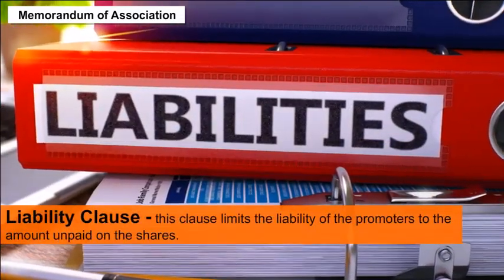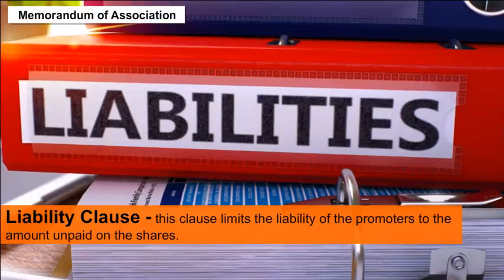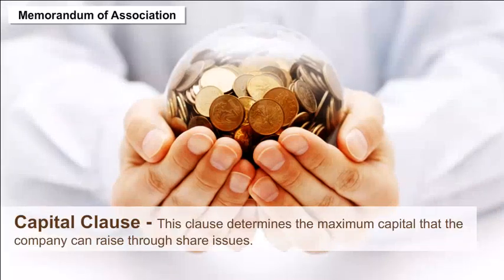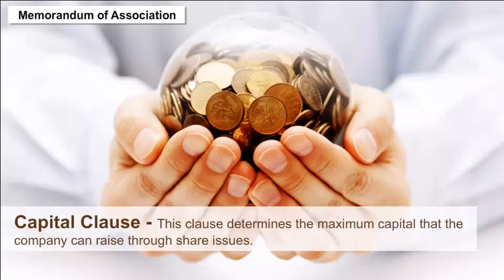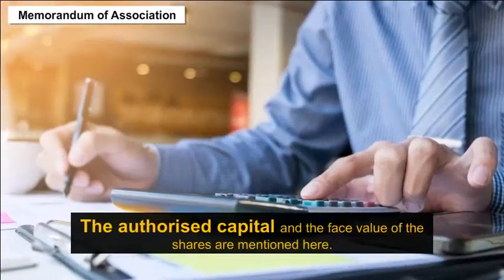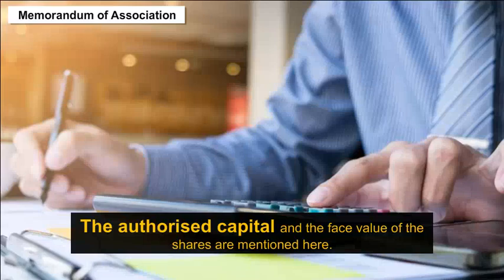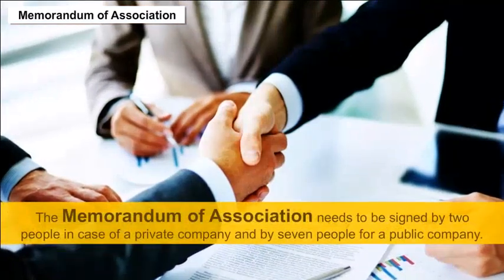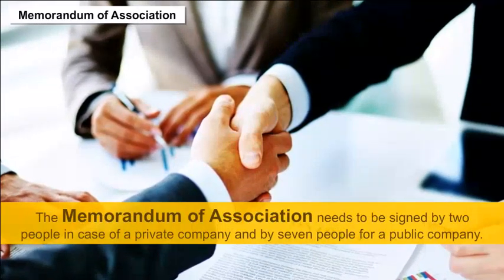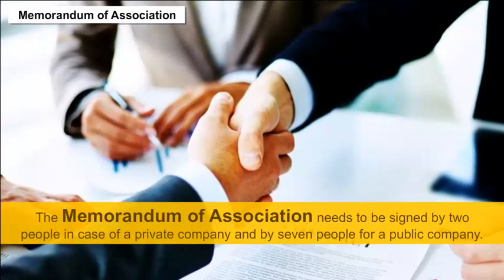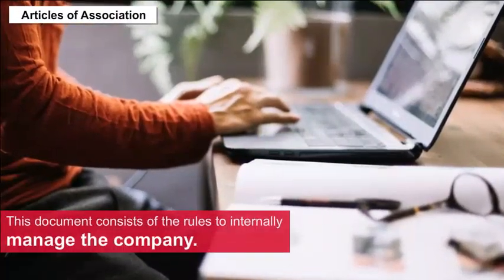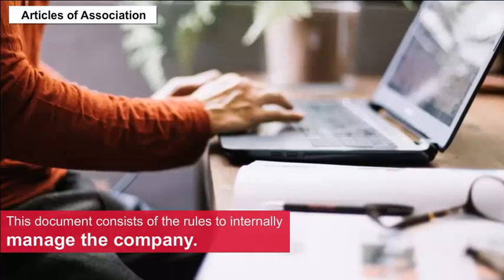Liability Clause. This clause limits the liability of the promoters to the amount unpaid on the shares. Capital Clause. This clause determines the maximum capital that the company can raise through share issues. The authorized capital and the face value of the shares are mentioned here. The Memorandum of Association needs to be signed by 2 people in case of a private company and by 7 people for a public company. Articles of Association. This document consists of the rules to internally manage the company.